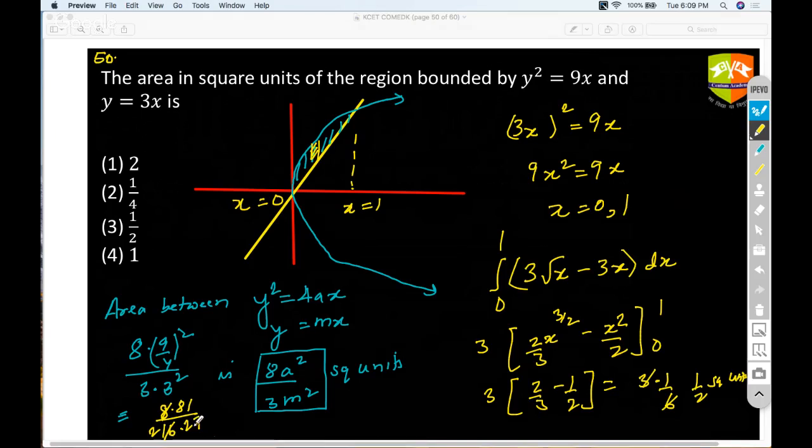No, I'm sorry. This is going to be 3m cube. Not 3m square, 3m cube. So 3m cube will give me 81. So that would get cancelled, giving you the answer as half. Yeah, so small change. The formula is 8a square by 3m cube.